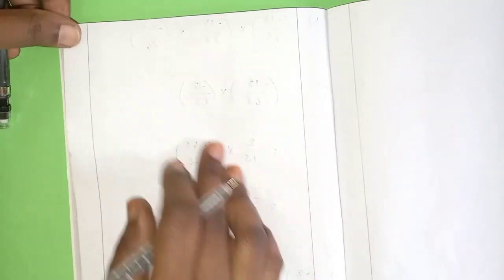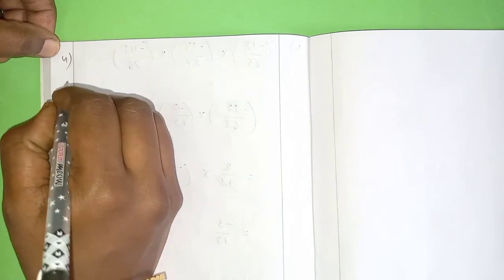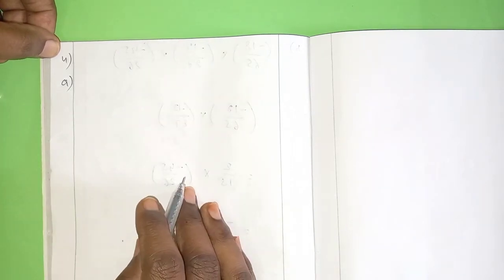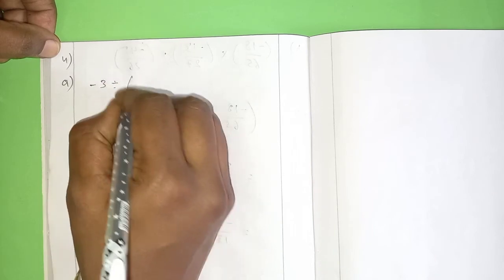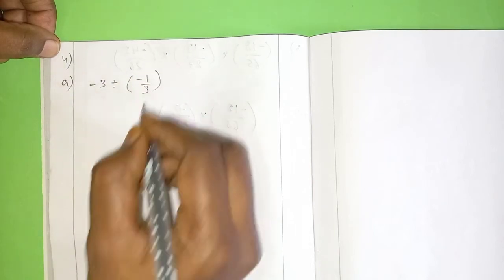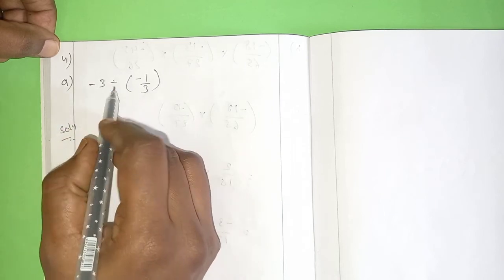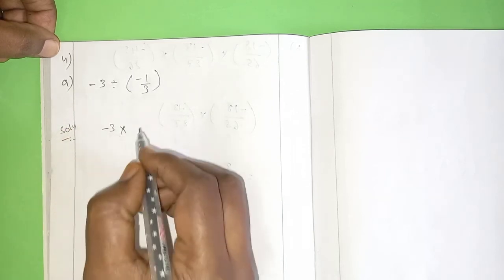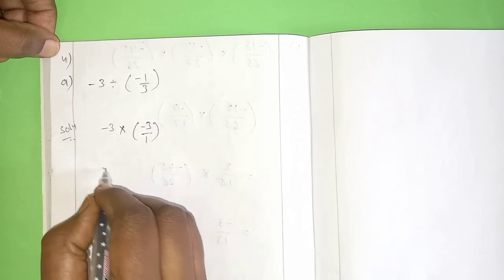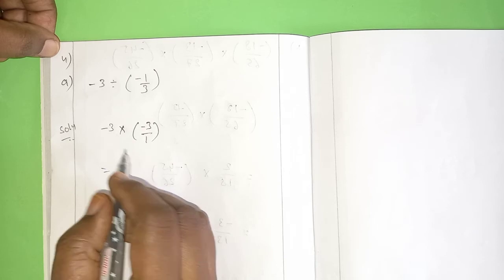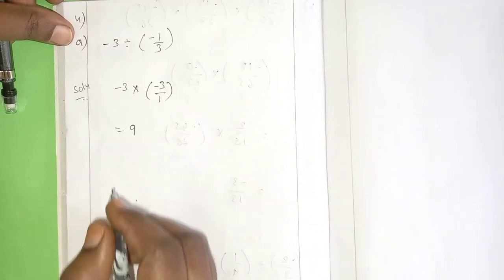Remaining two questions you do in the maths HW. Find the value. First one: minus 3 divided by minus 1 by 3. Minus 3, division will become multiplication. Minus 1 by 3 becomes minus 3 by 1. 3 3s are 9. Minus into minus plus. Answer is 9.